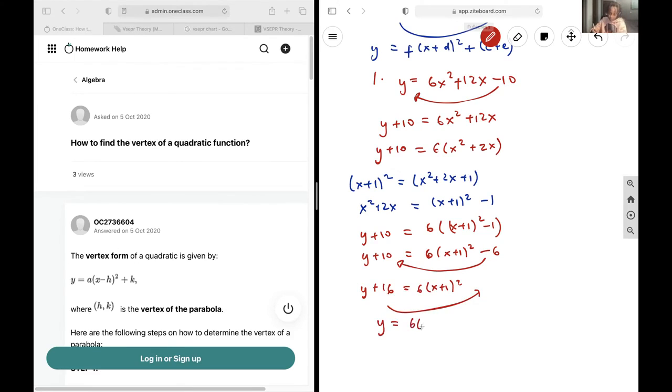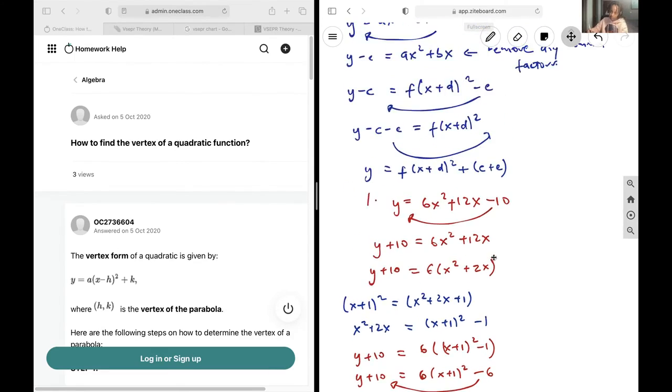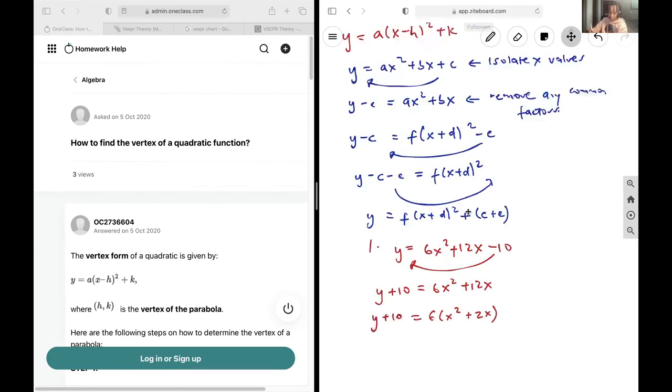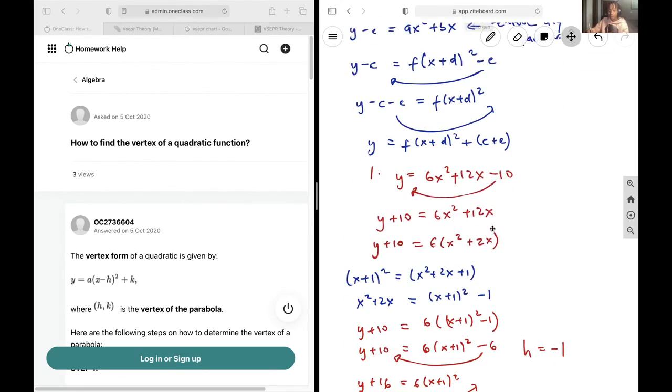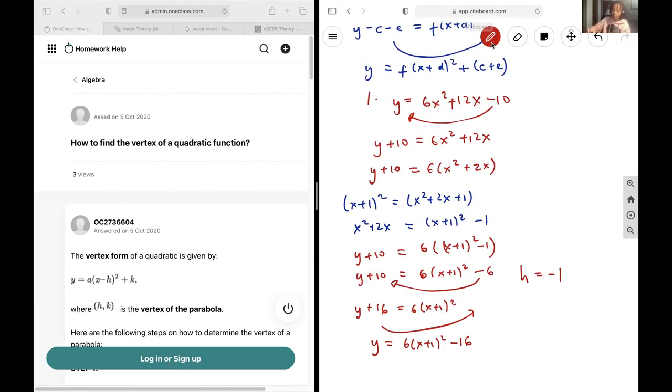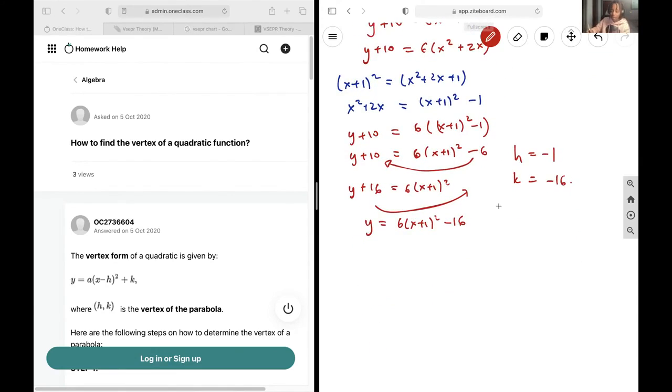So y is equal to 6 into x plus 1 squared minus 16. Next up, just refer back to the general formula. We have h is equal to negative 1 in this case. And additionally, k is equal to negative 16. And so our vertex will be located at the point negative 1, negative 16.